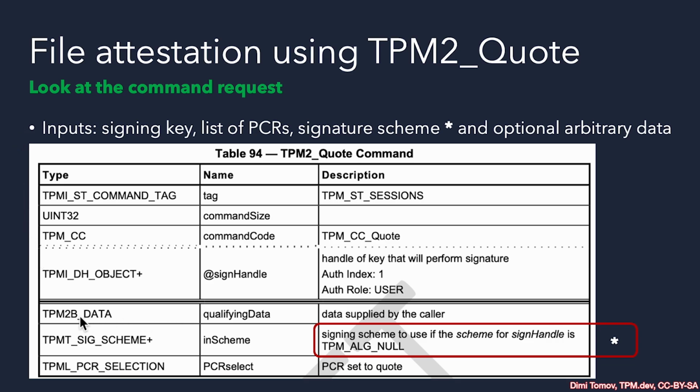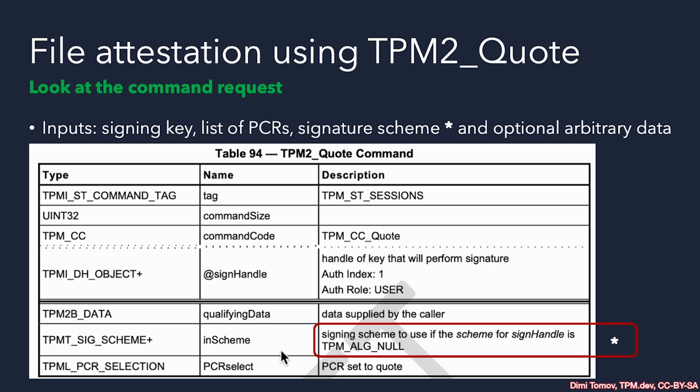In the input data fields, we have a sign handle that points to the attestation key that we're going to use. This is the child signing key with the special properties that we just talked about. Then we have the qualifying data field, which is extra data that can be added by the caller, by us. This can be additional nonce data for freshness, or it could be something else. I usually use it as something else to add additional information about the system. The qualifying data becomes part of the signed evidence later, so this is quite useful.